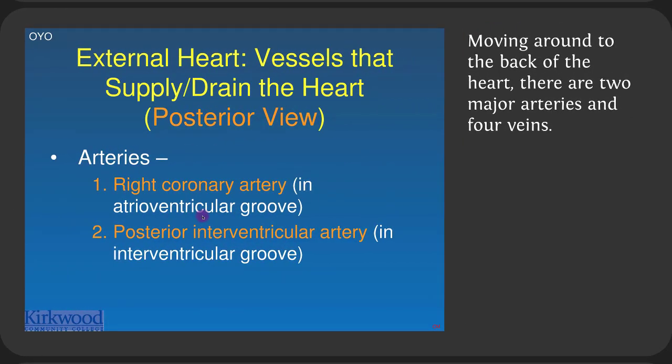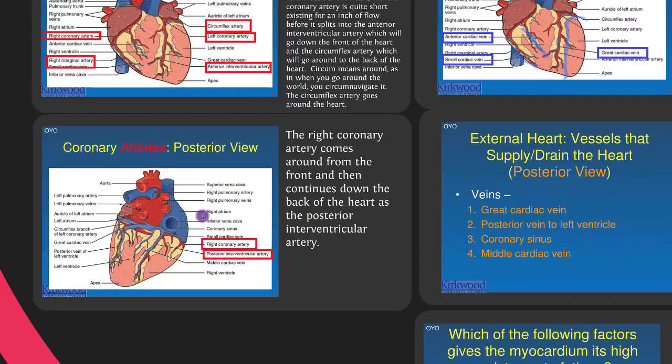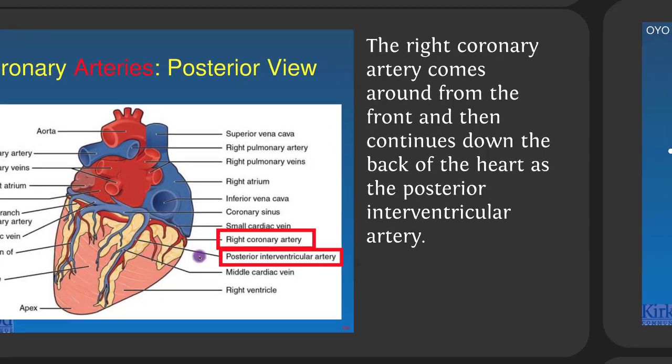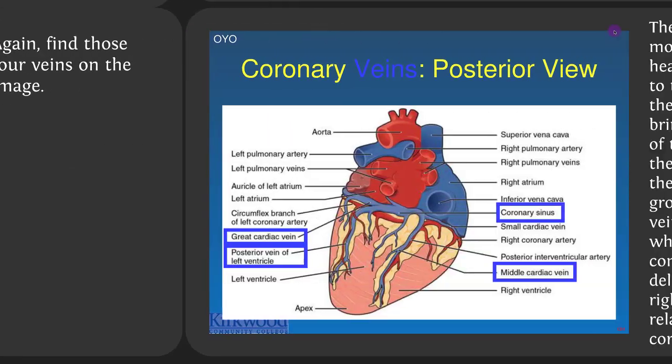Moving around to the back of the heart, there are 2 major arteries and 4 veins. So the right coronary artery over here is continuing around from the front and continues down the back of the heart as the posterior interventricular artery. So again, between the ventricles, so it's interventricular, and it's on the back now. So this one's called the posterior interventricular artery, much like you had one on the front called the anterior interventricular artery. We'll next find these 4 veins.